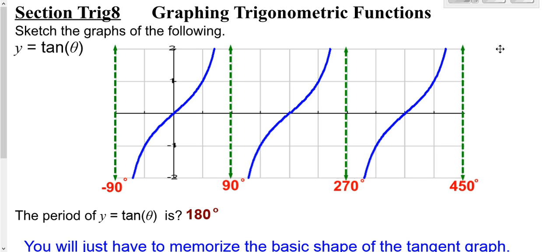Now, a lot of girls like the tangent graphs because most girls like looking at tangents.